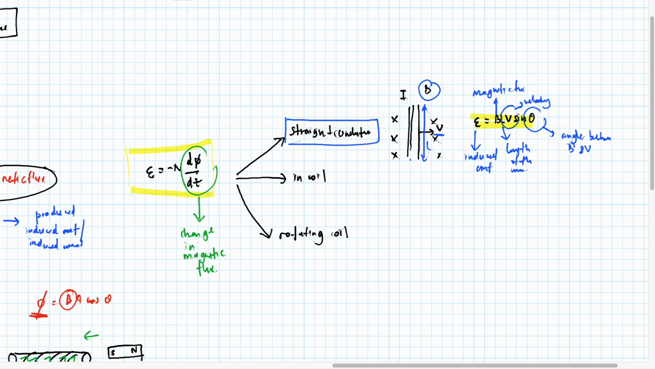Okay, lepas tu ada case yang kedua. Okay, case yang kedua pula untuk in coil. Okay, so bila dia adalah coil, ada banyak possibilities yang boleh berlaku. So kita tahu induced EMF equals to negative N d phi over dt. Okay, ni memang equation daripada Lenz law lah.